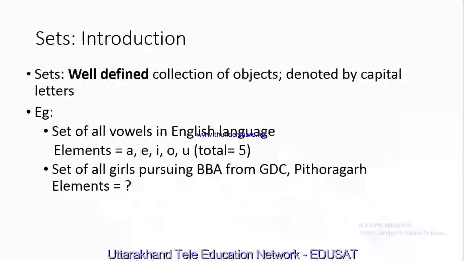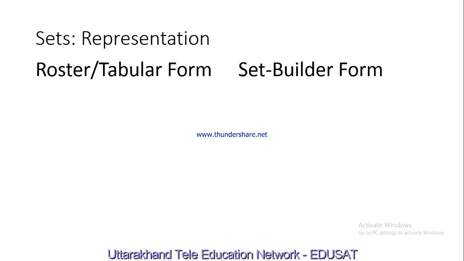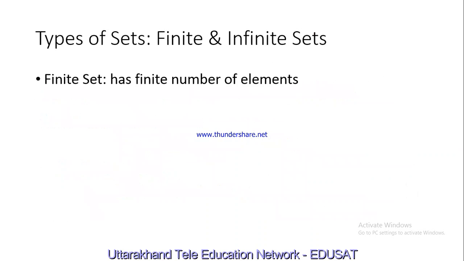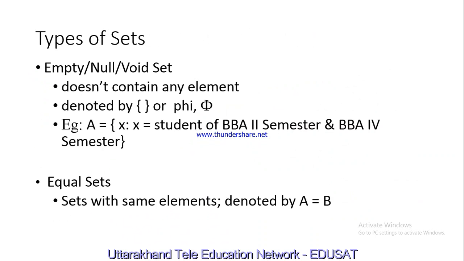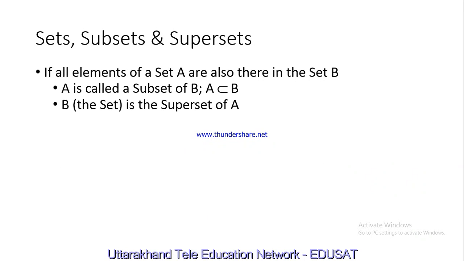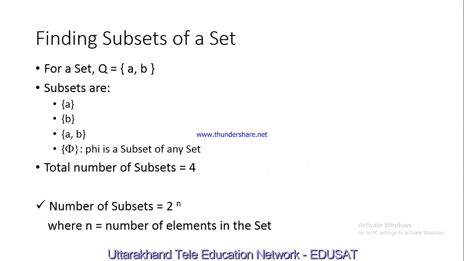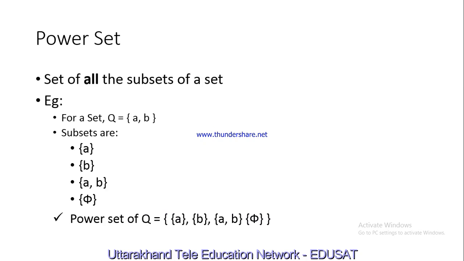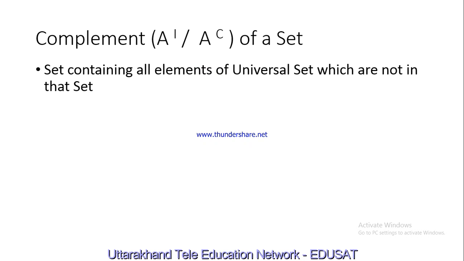In the last session on sets, up till now we have discussed the theory part: the elements of a set, the representation, the two forms in which we represent a set, and then we also discussed finite and infinite sets, empty sets, equal sets, subsets and supersets, and we also understood the method of calculating the number of subsets of a given set. We also discussed power set, universal set, and the complement of a set, which is denoted by a dash or a c.